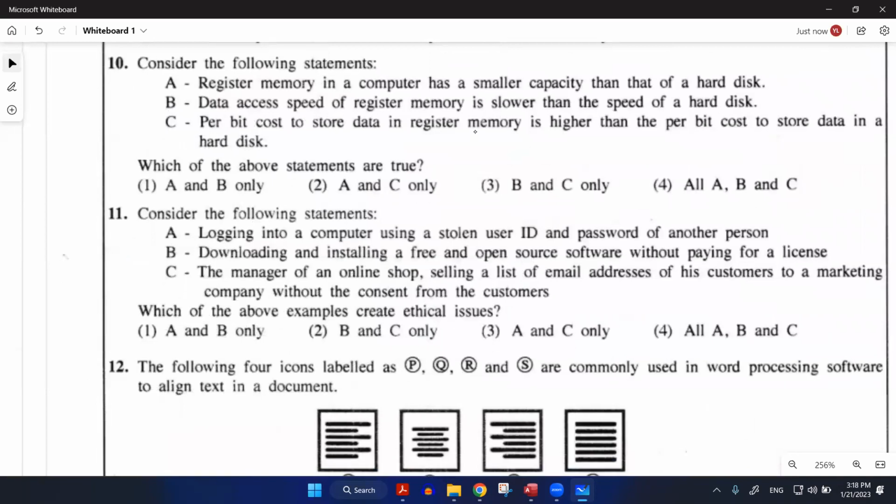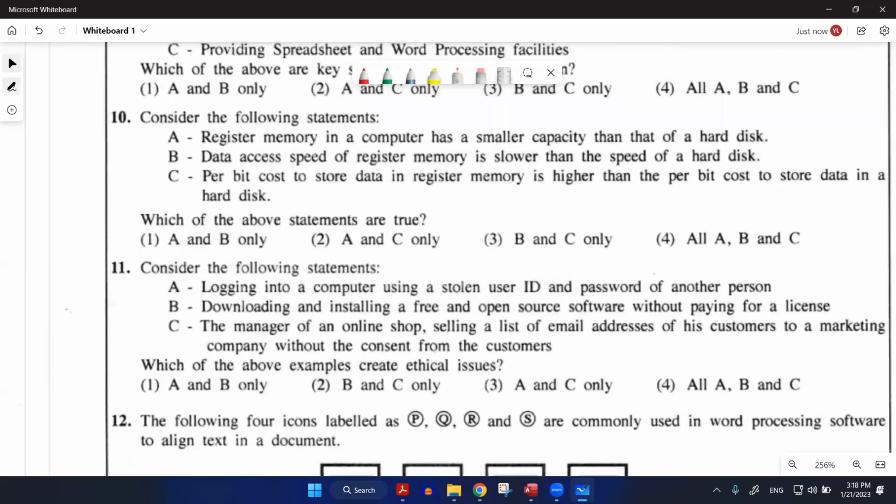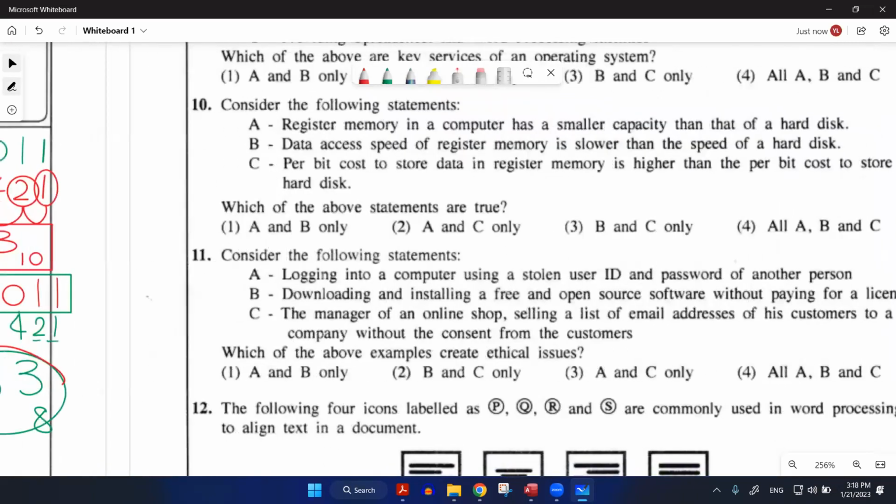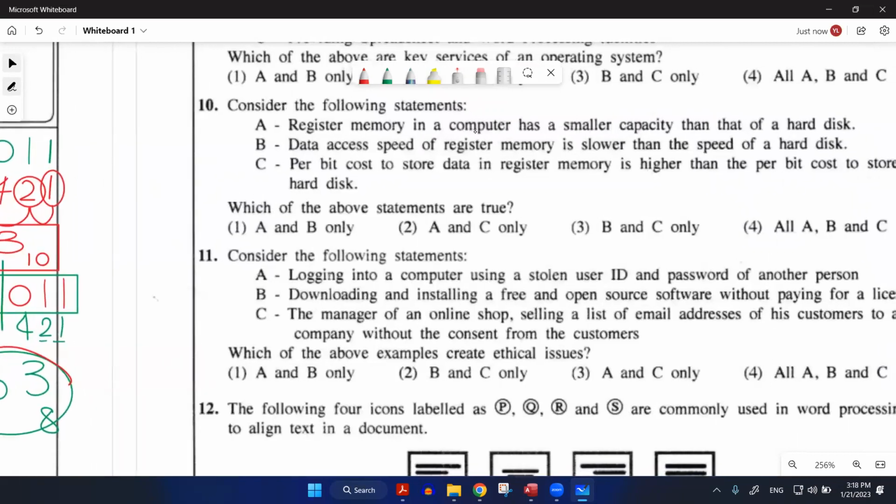Yeah, in the 10th one, they are asking, consider the following statements. Register memory in a computer has a smaller capacity than that of a hard disk. So when it comes to the computer memory, there is a certain hierarchy for us to learn, right? I think you can remember the hierarchy. So let me remind it to you.